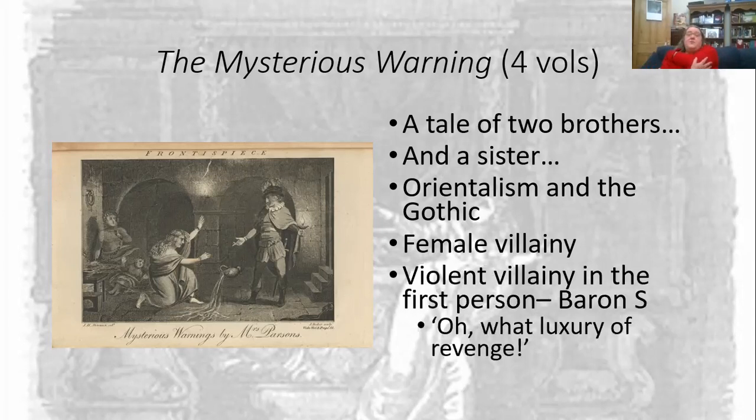Villainy is a continuous focus in The Mysterious Warning, and we have quite a lot of interesting first-person villainy narratives. So the picture here refers to this villain Baron S, and we find his manuscript where he details his terrible deeds. What we see in the picture is a key scene in his story.